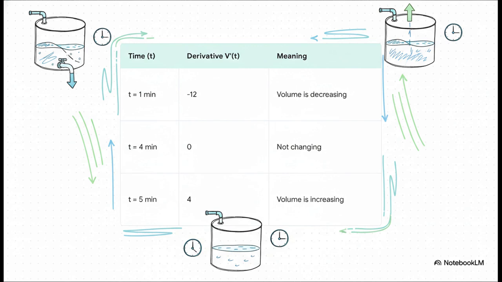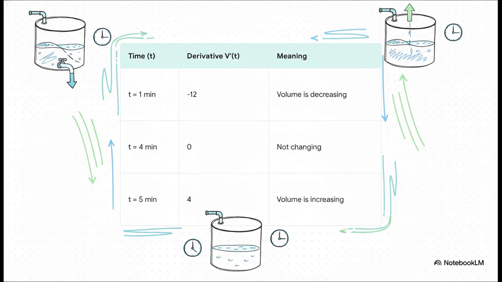Imagine this formula describes the volume of water in a tank. So at 1 minute in, we calculate the derivative and get -12. Negative sign, what does that mean? The volume is going down, the tank is draining. Okay, now let's jump ahead to 5 minutes in. Now the derivative is +4. Positive sign means the volume is going up, the tank's filling.